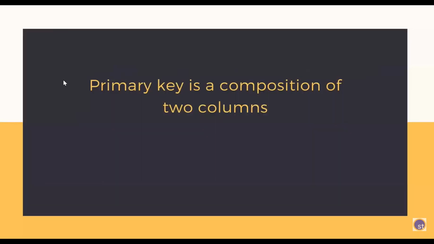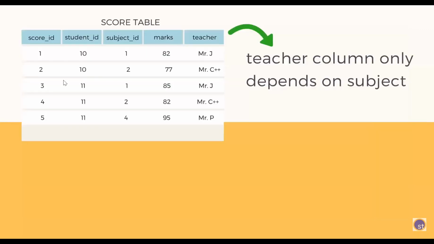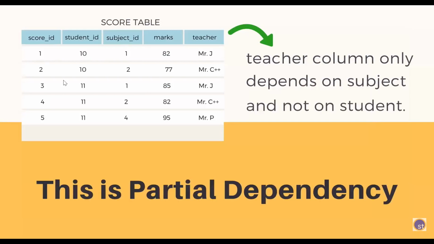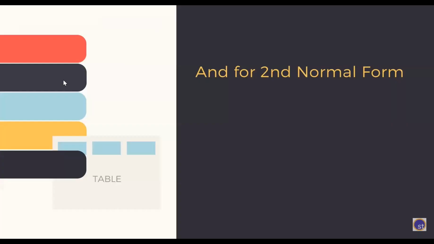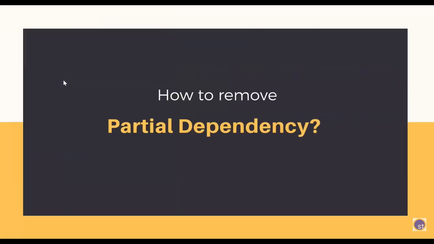Now, as we just discussed, our primary key here is a composition of two columns, which is student ID and subject ID, where the teacher's name only depends on subject. It has nothing to do with student ID. This is partial dependency. And for a table to be in second normal form, this should not exist. Now the question arises how to remove this.